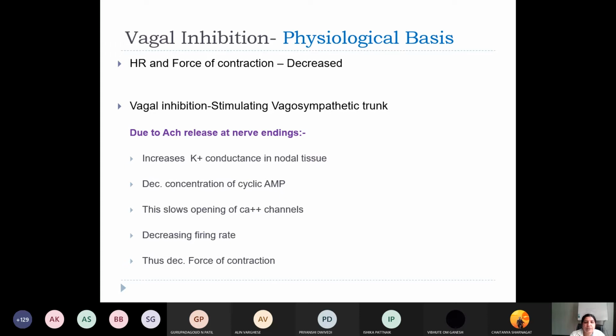And do you know what the role of the calcium channel is in systole and diastole of atria and ventricle? This decrease in calcium channel opening will cause a decrease in the firing rate at the pacemaker tissue, right? Therefore the force of contraction decreases. This is the physiological basis of vagal escape: why the rate and force of contraction of the heart are less after the vagus nerve is inhibited, even though it resumes normal contraction, right?